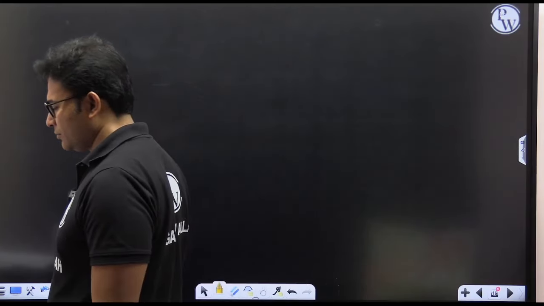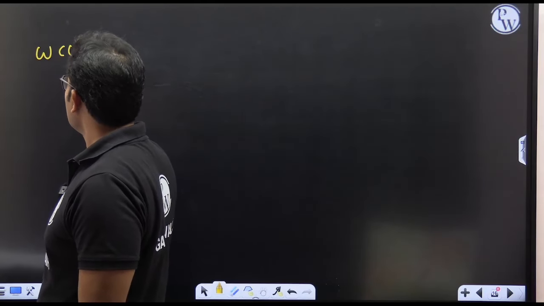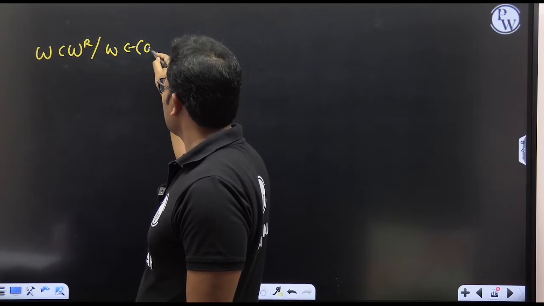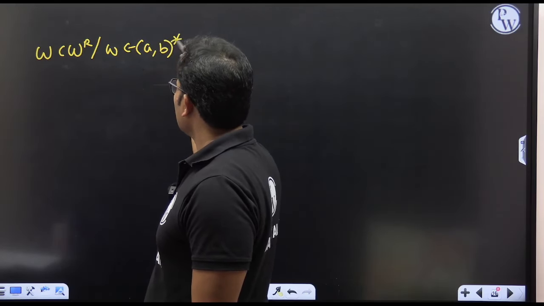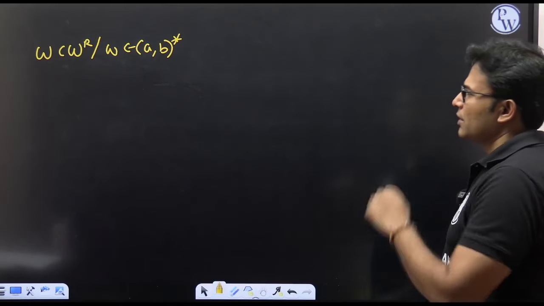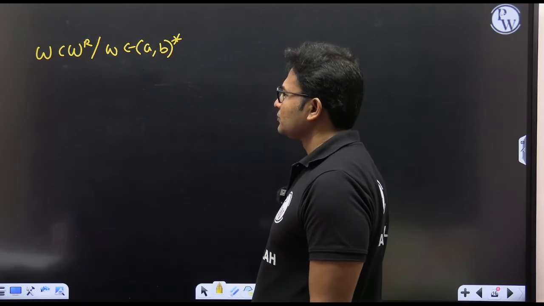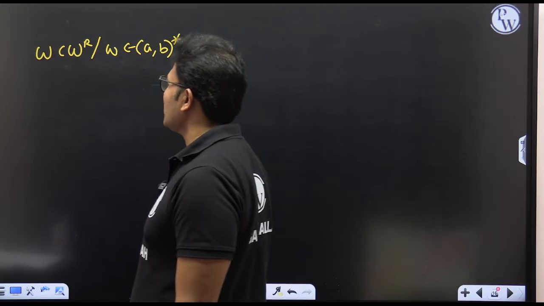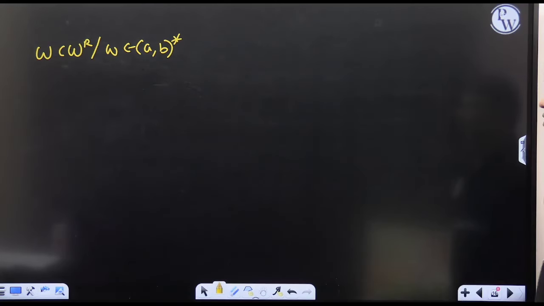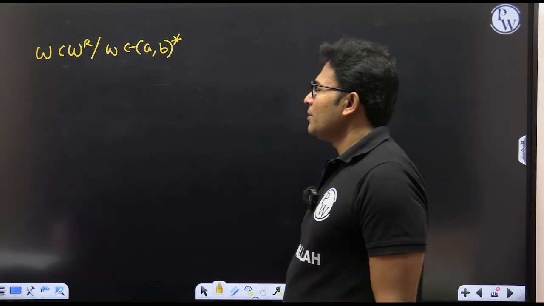Now, if I write like this, WC W power R such that W belong to {A, B} star.